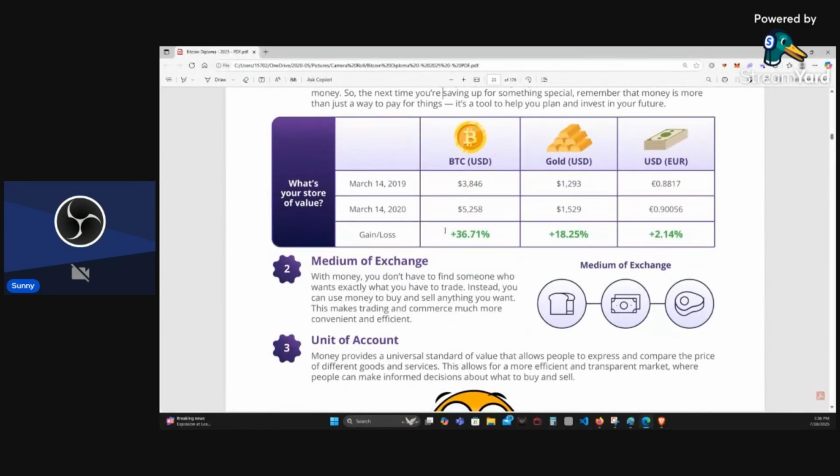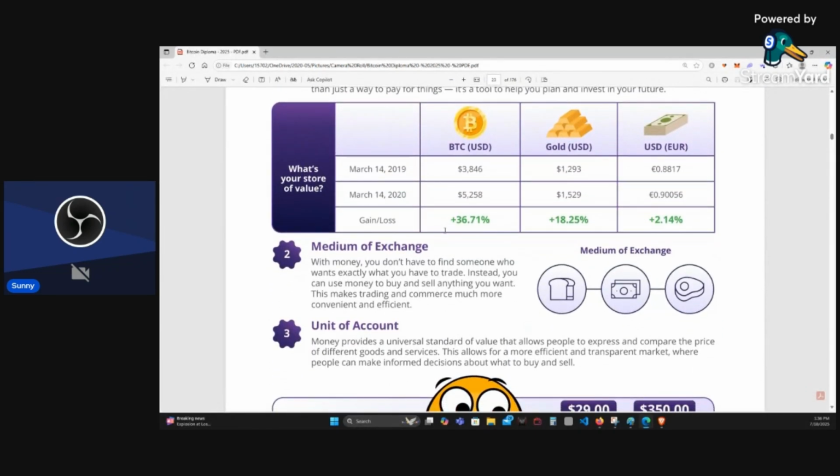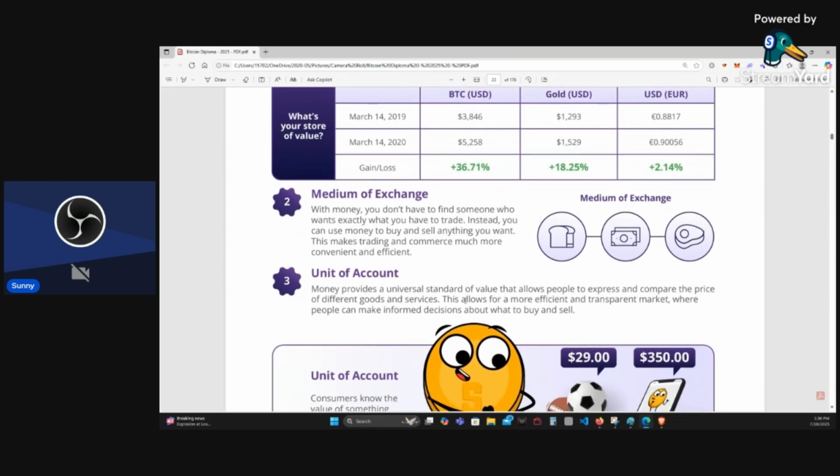Number two, money is a medium of exchange. With money, you don't have to find someone who wants exactly what you have to trade. Instead, you can use money to buy and sell anything you want. This makes trading and commerce much more convenient and efficient.